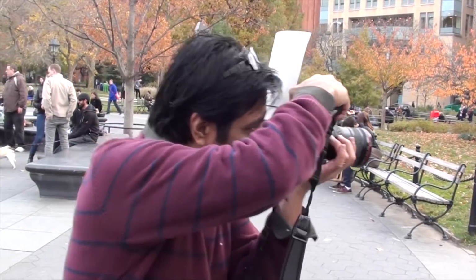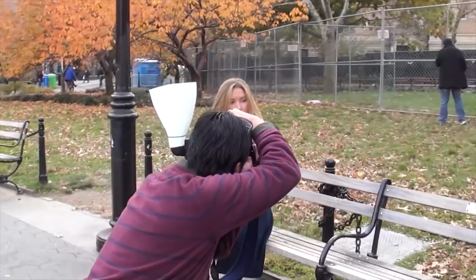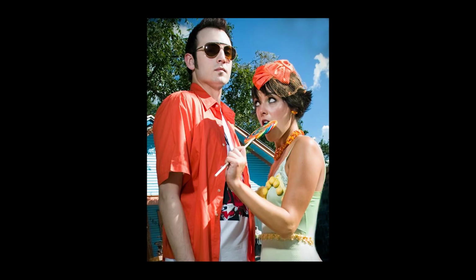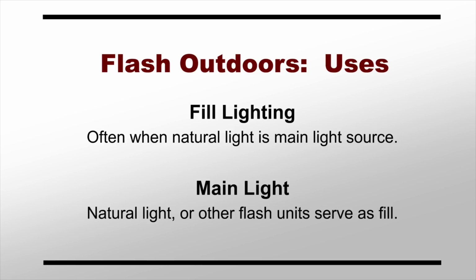Of course, fill light is also something we can accomplish with a flash. And in situations where the ambient lighting is not that strong, or we'd rather overpower the ambient light with flash, we can just dial in the flash power we need to produce our own main light, taking that job away from the sun. So where flash is concerned, it's got one of two jobs outdoors. Either to provide fill lighting, augmenting the ambient light, or to take over as main lighting. In this case, other flash units or the natural light becomes our fill lighting.